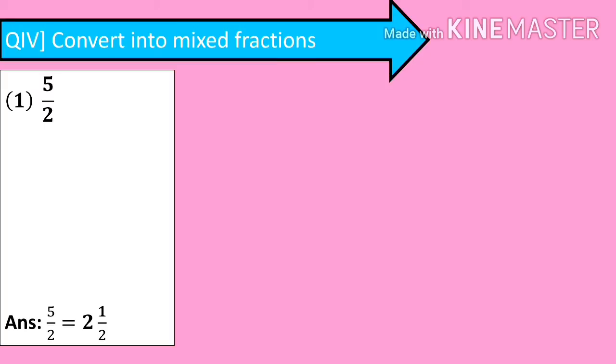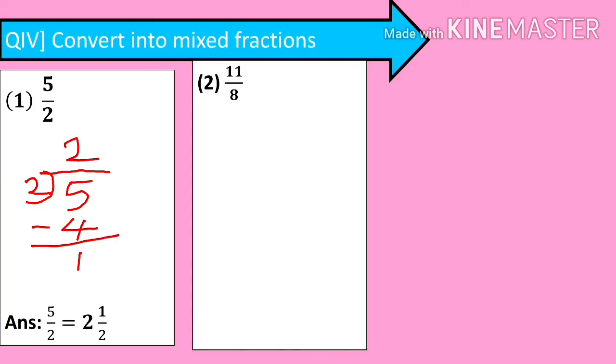Now, question number 4 is given: convert into mixed fraction. The fraction given is 5 upon 2. So we will divide 5 by 2. 2 twos are 4. So 5 minus 4 we get 1. So our quotient came 2, that is our whole number. Remainder is 1, that is our numerator. And the divisor is 2, that is our denominator. So our answer is 2, 1 upon 2.